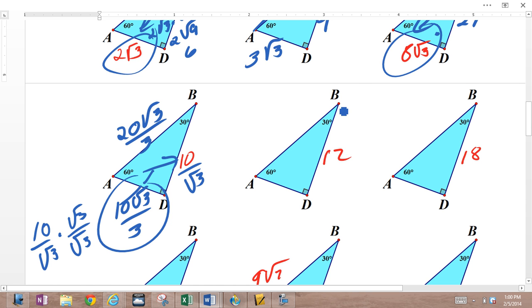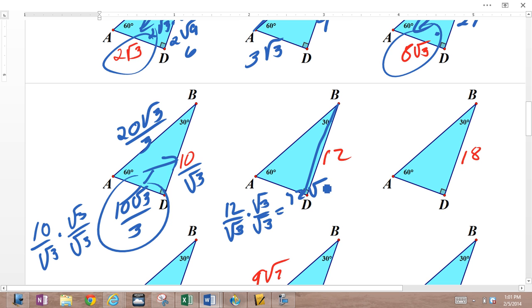Again, when given the long side, divide by the root of 3. So 12 divided by the root of 3 will give you the short side, but then we have to rationalize that. Here we go again. Multiply by root 3 over root 3, which will give us what?